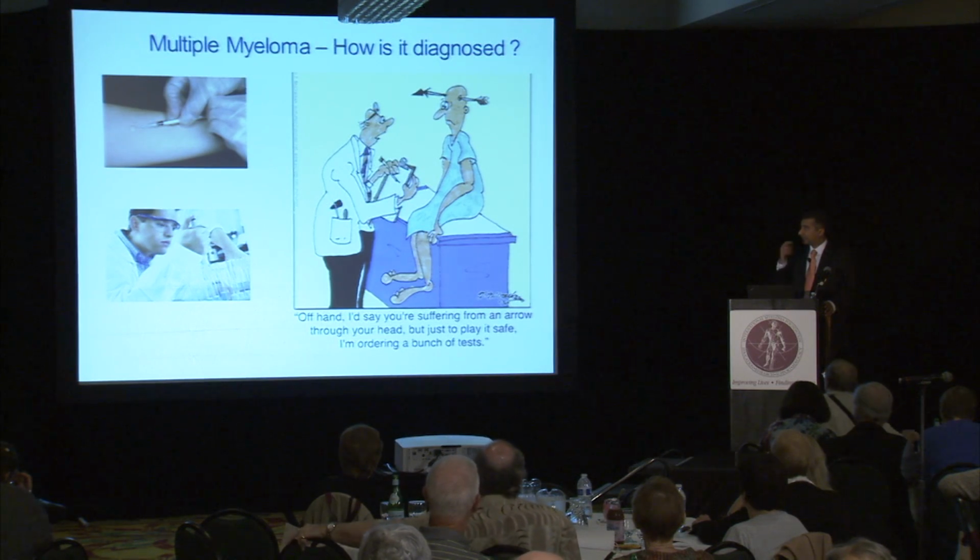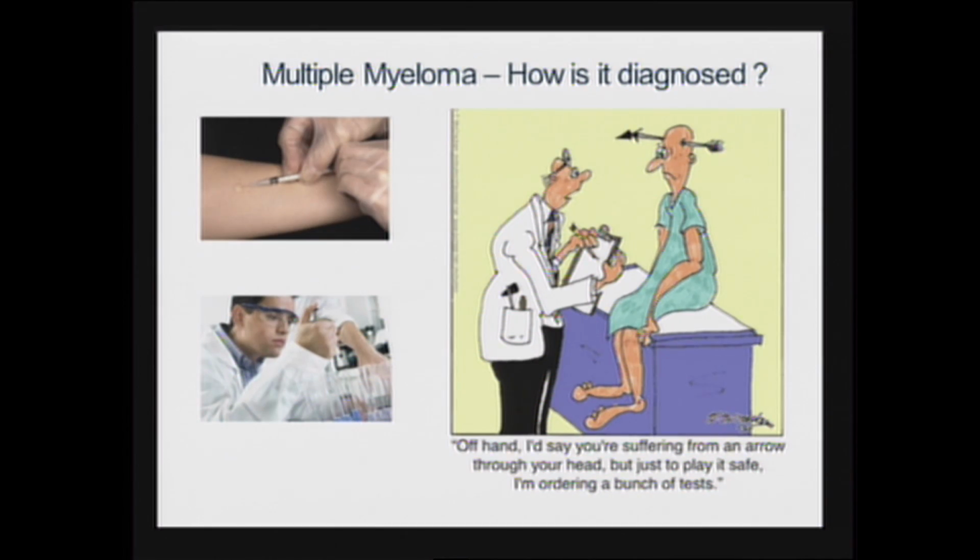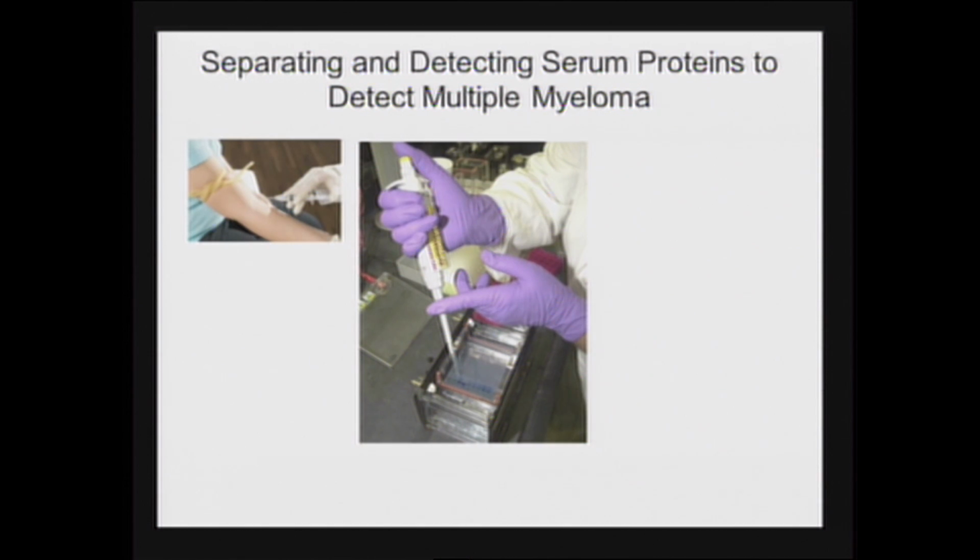And so that challenge, in terms of testing, starts with a blood draw, and then it takes it to the lab. And this poor guy, I hope most of you can read this. It's not as easy as this, is the point, right? I mean, myeloma is really challenging. It's not like you get an arrow through your head and you know what's going on.